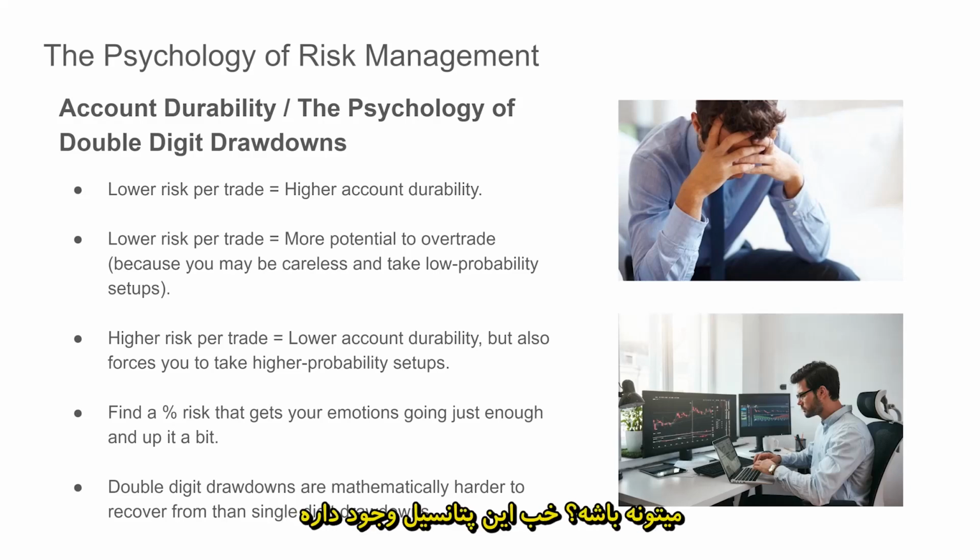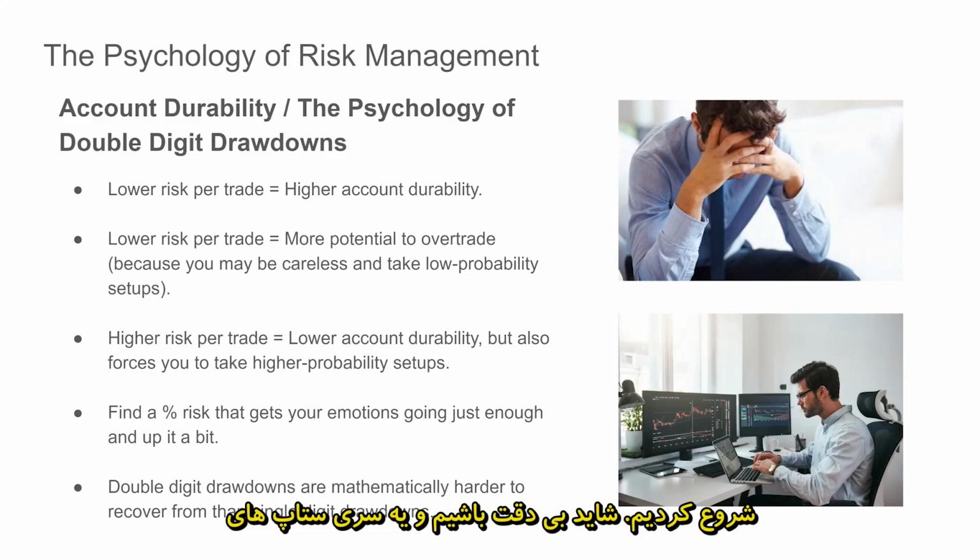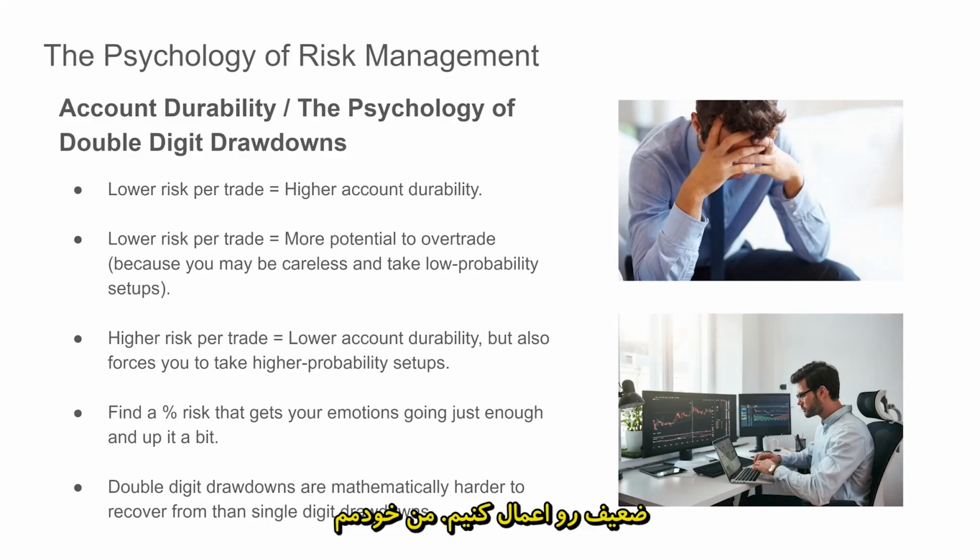It means we have more potential to overtrade, right? Because we might be careless, especially when we're starting out, and take some low probability setups. I'm guilty of doing this. So we don't want to be sitting there with a 0.1% risk, taking 10 losses in a day and saying, okay, I only lost 1%. Okay, but what trades are you taking? There's no way you're taking high probability trades if you're just smacking orders on everything. So something to be aware of.